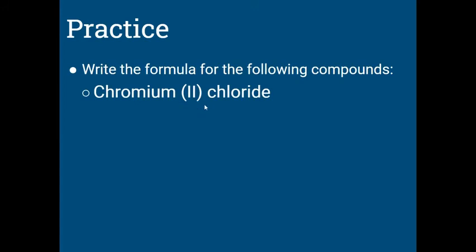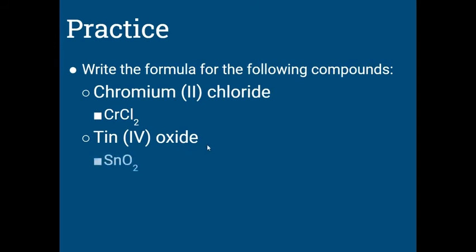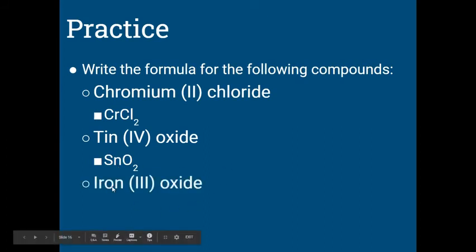Here it's chromium 2 chloride. So the name is telling you that this chromium behaves with a +2 charge, and the periodic table tells us that chloride is -1. So this would be CrCl2, 2 -1 chlorides. Here again, the Roman numeral is telling us that tin is behaving with a +4 charge, and oxygen on the periodic table has a -2 charge. So if this is +4 and this is -2, I'm going to need 2 oxide ions for that 1 +4 tin ion, so SnO2.